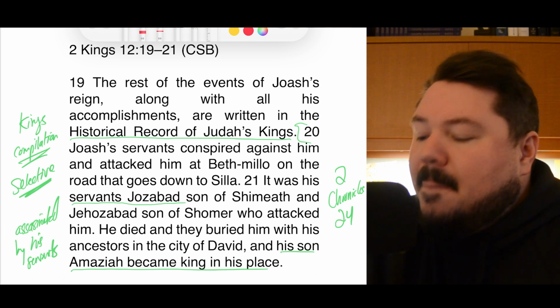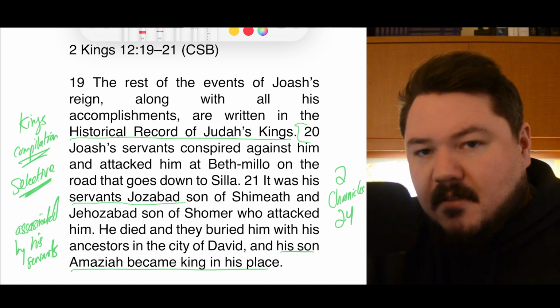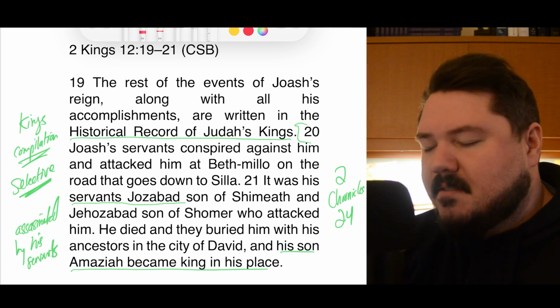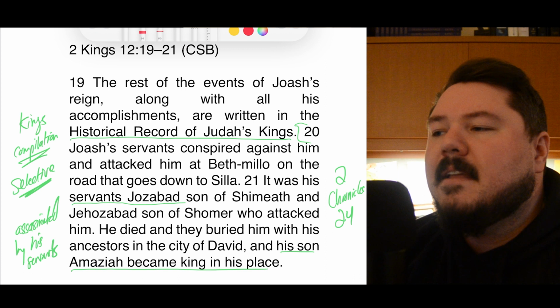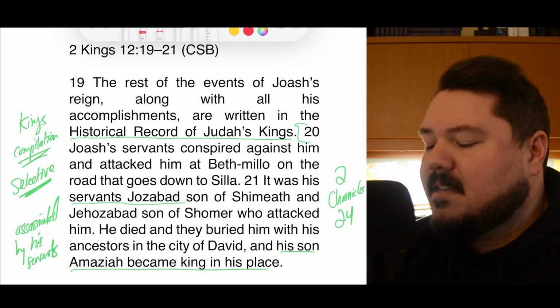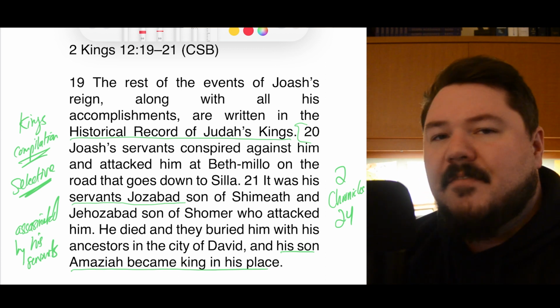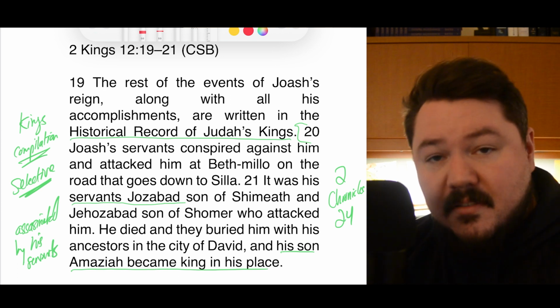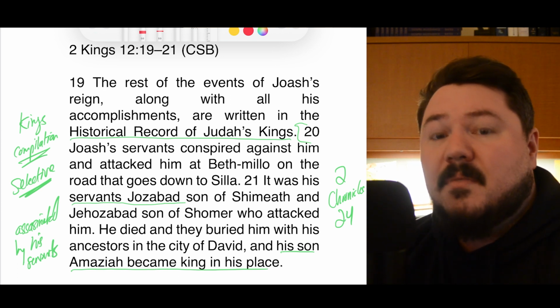And that's why he gets assassinated in Chronicles. But, I mean, lining those things up sometimes can be difficult. But at the very least, what we see is that Joash kind of fell apart there at the end. There was a lot of promise. There's a lot of good things. But he kind of falls apart.